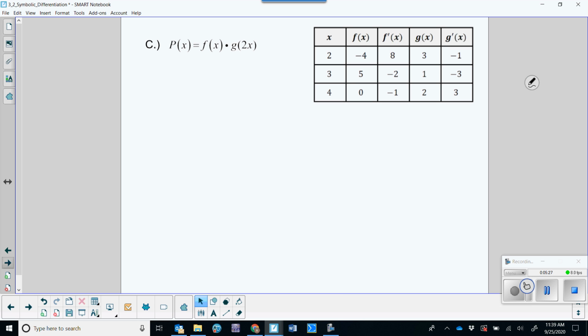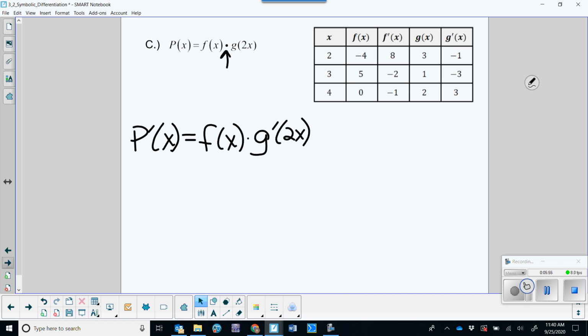So we're going to do P of x, which is f of x times g of 2x. So P prime, actually let me write down here, P prime of x. The key important thing here is this is a product, so I have to do the product rule. So I have first times the derivative of the second, so g prime of 2x and then times 2 because the inside again is not plain x.